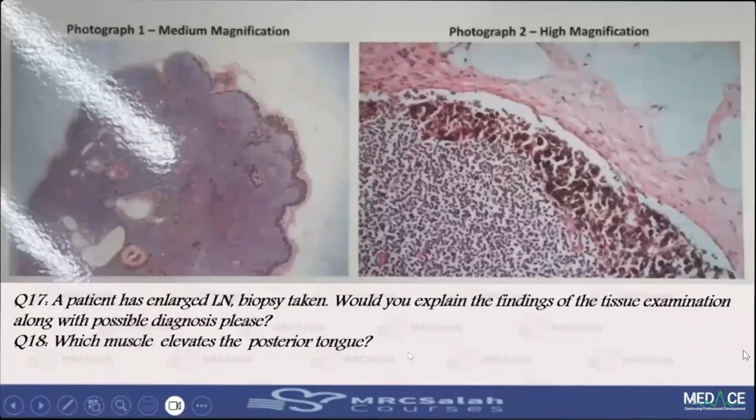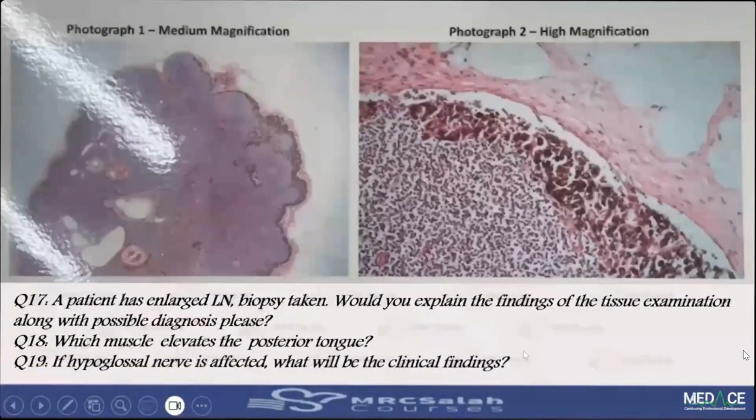They are the two muscles that retract the tongue posteriorly and elevate it. If the hypoglossal nerve is affected, what will happen clinically? We discussed this already. We have done with this station.